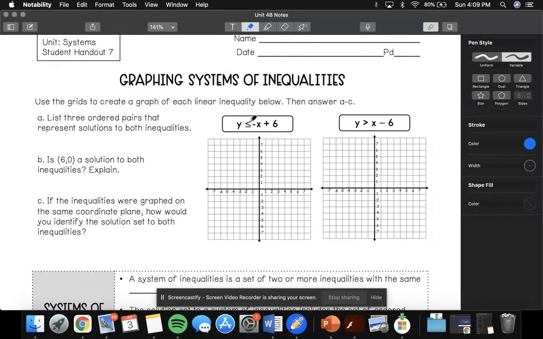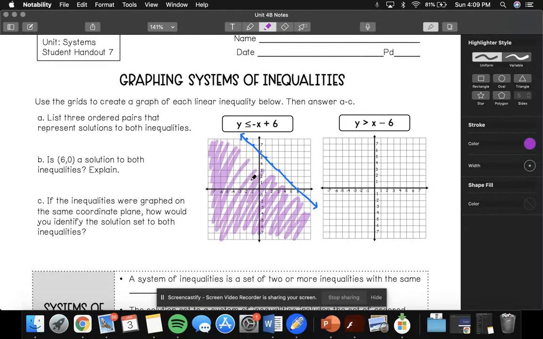So we have y is less than or equal to negative x plus 6. We're going to start at 6, then go down 1, right 1. It's less than or equal to, so it'll be a solid line. And then the shading would be anything y is less than or equal to, so we are shading below.